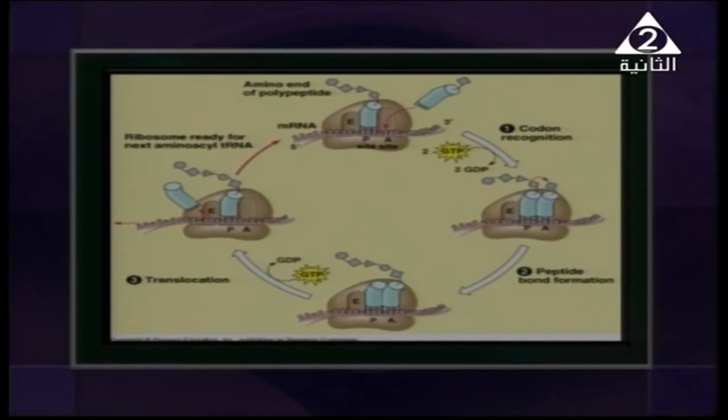This structure illustrates the elongation of polypeptide chain. Number 1, codon recognition. Number 2, this is the step of peptide bond formation. And then translocation. Then the ribosome is ready for the next aminoacyl transfer tRNA. Then the amino end of the polypeptide.